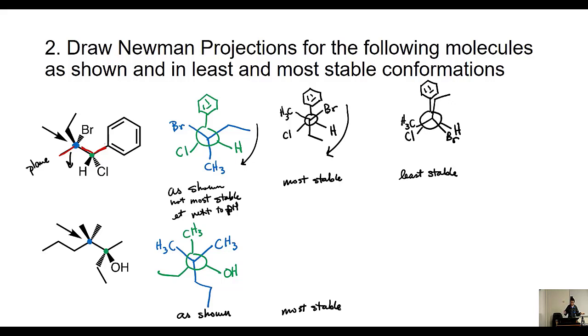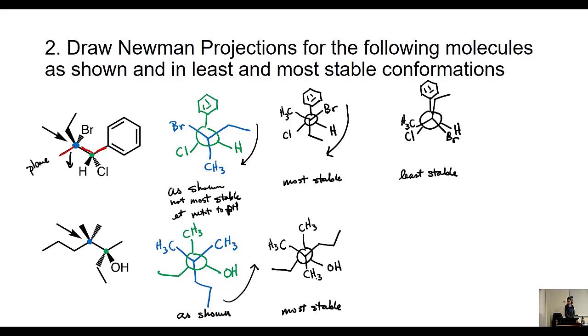So let's keep the back carbon in the same position, and I'm going to rotate, right? So I'm going to rotate so that the propyl is going to be opposite. I'm rotating this way, so my propyl goes here. My CH3 is going to be on the opposite side, and my other CH3 is going to be here. And now my two biggest groups are as far away from each other as possible.